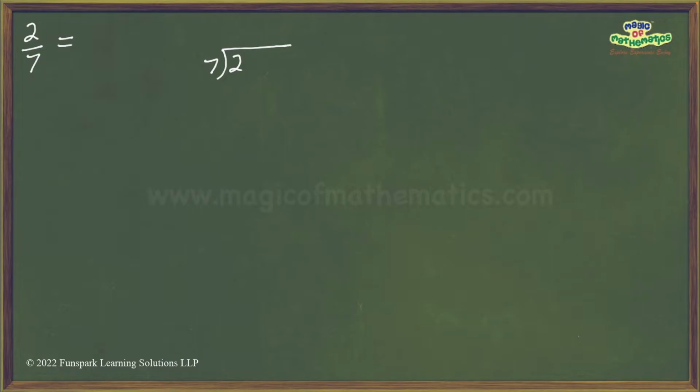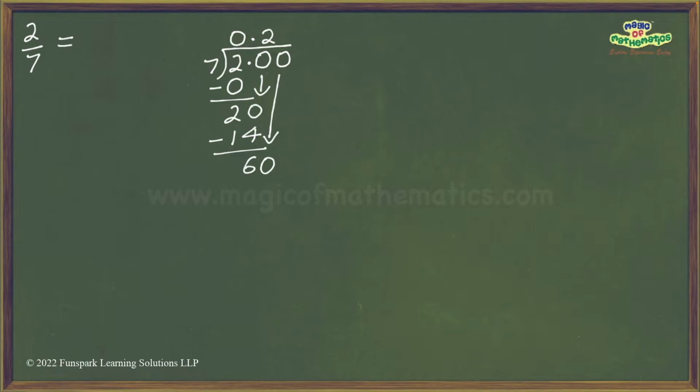7 is greater than 2, so I put a 0 here. 7 times 0 is 0. 2 minus 0 equals 2. To proceed further, I'll put a decimal point here and a 0 after the decimal point. I'll put a decimal point in the quotient too. I'll bring down the 0 to get 20. 7 times 2 is 14. 20 minus 14 equals 6. I put a 0 again and bring it down. 7 times 8 equals 56. 60 minus 56 equals 4.